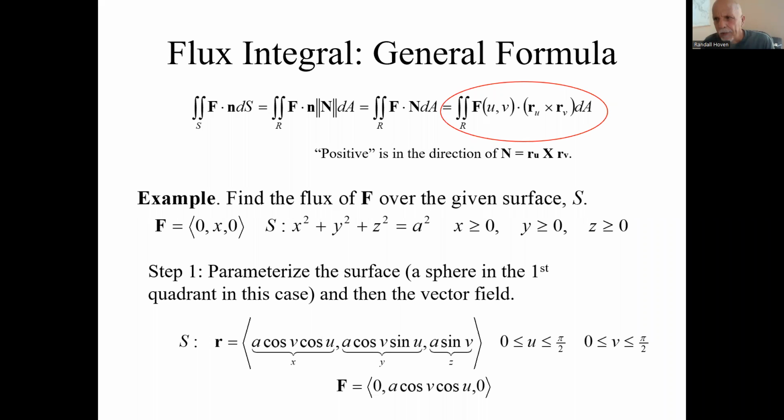We were talking about the flux integral, and I already did one example using what I'm calling the general method. And here's the flux integral. Here's the general method for evaluating it.